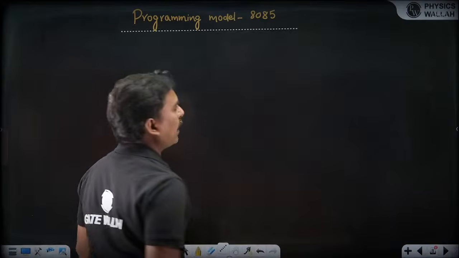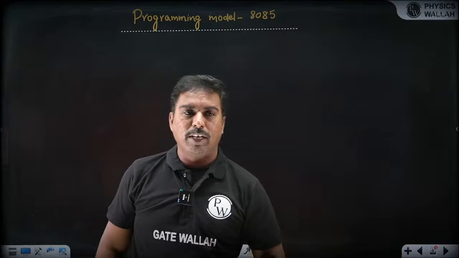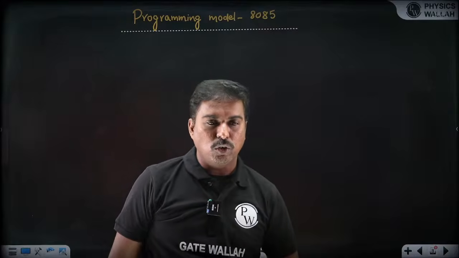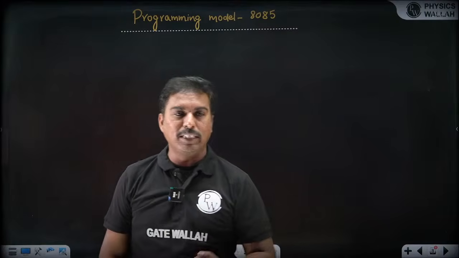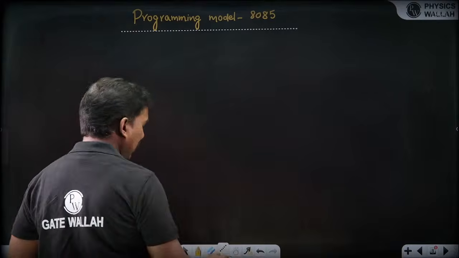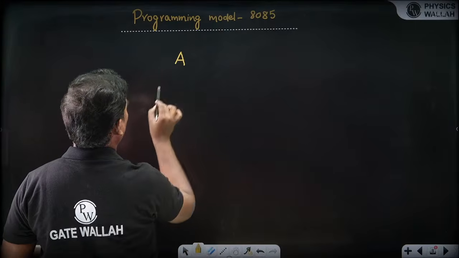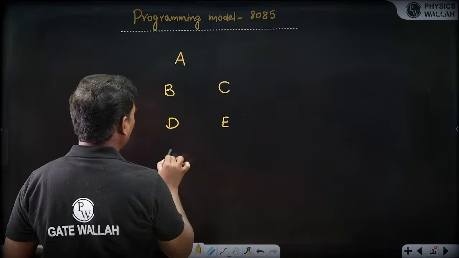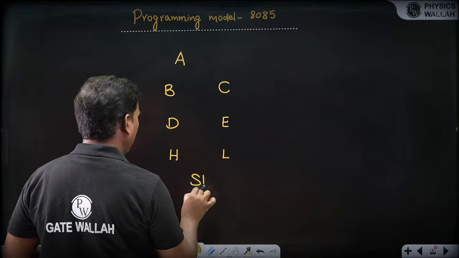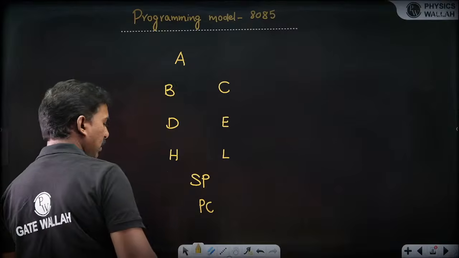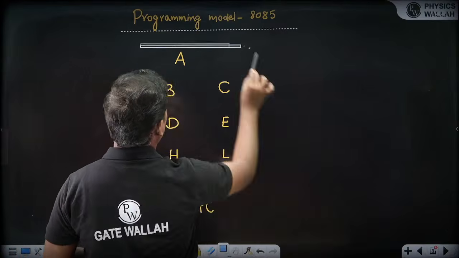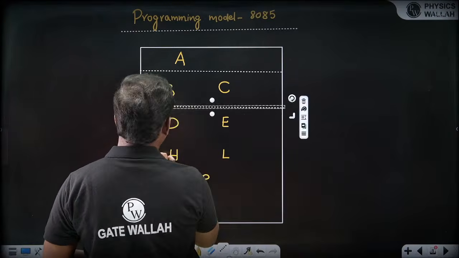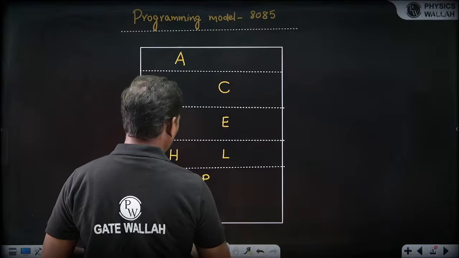In the programming model of 8085, what are the basic registers and what types of registers are there? What is the functionality of the registers? In the microprocessor family, you first need to be correct about the functionality of registers. If you see the register model, A is the accumulator register, B and C is another register, D and E is another register, H and L another register, SP is another register, PC is another register. So this is our accumulator, BC, DE, HL, PC.